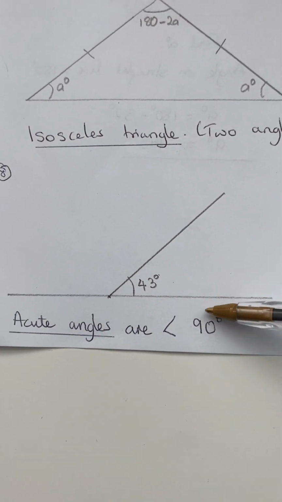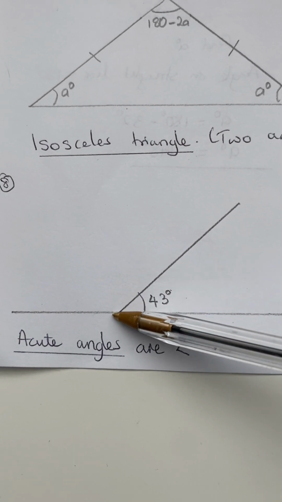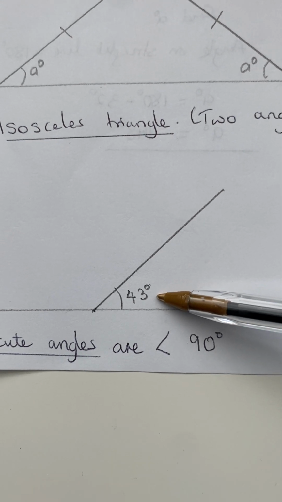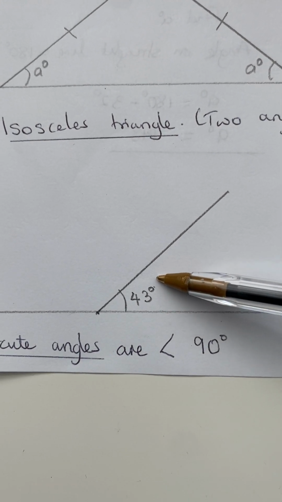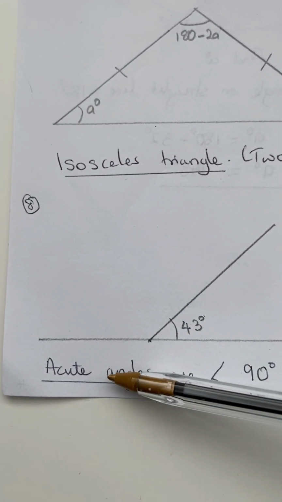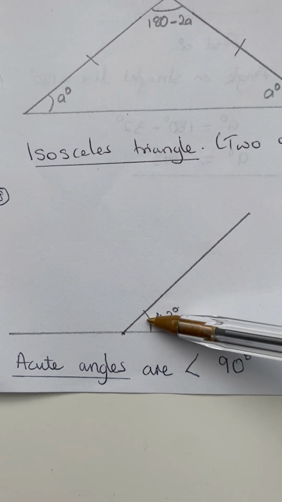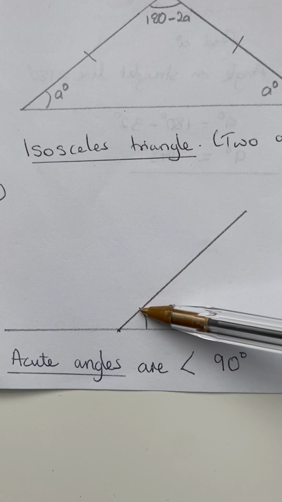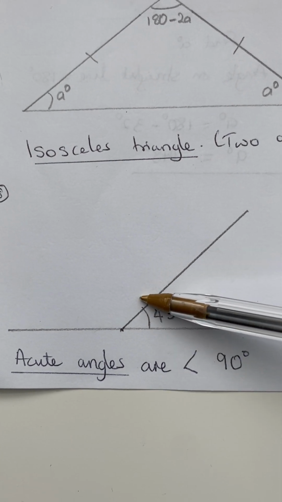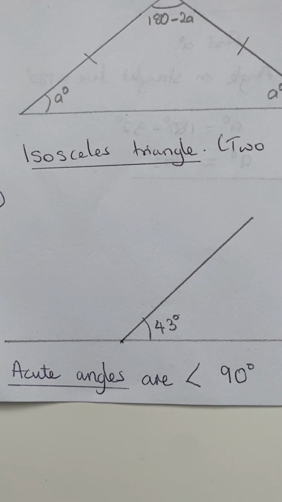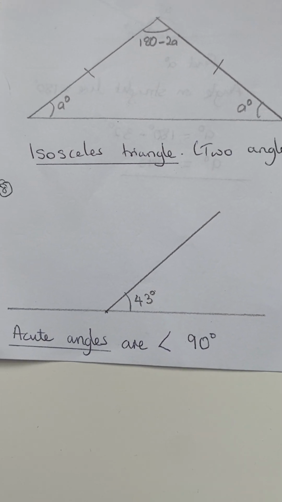Now, acute angles, they are angles less than 90. So any angle from 0 to 89 is called an acute angle. As you can see, from here to there is about 43 degrees. So it's less than 90. So it's an acute angle.